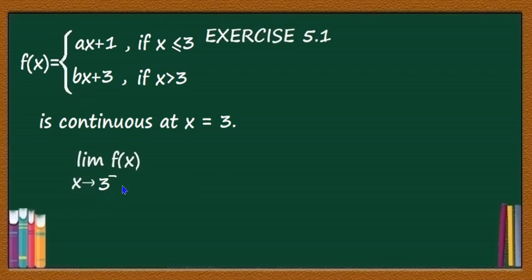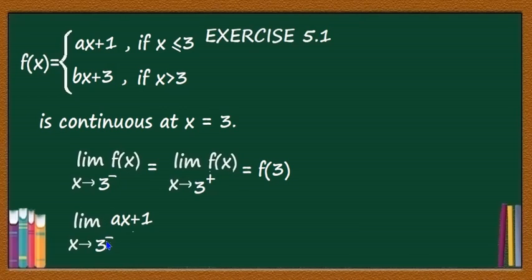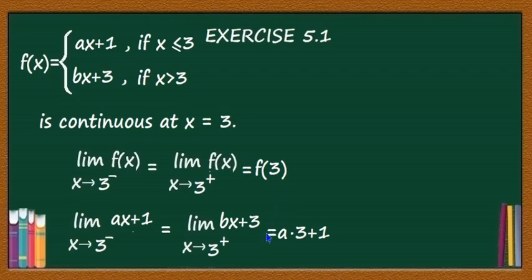Limit as x tends to 3 minus of f of x is equal to limit as x tends to 3 plus of f of x is equal to f of 3. And what is the limit as x tends to 3 minus of f of x? Just observe, 3 minus means less than 3. When it is less than 3, how is the function defined? Ax plus 1. So limit as x tends to 3 minus of ax plus 1 is equal to limit as x tends to 3 plus of bx plus 3, since f of x is equal to bx plus 3 when x is greater than 3, is equal to f of 3. What is f of 3? When x is 3, it is ax plus 1, that's why it is a into 3 plus 1, that is f of 3.